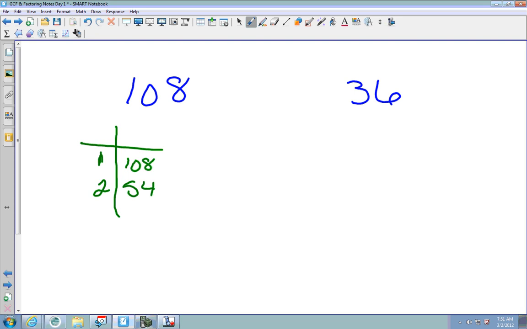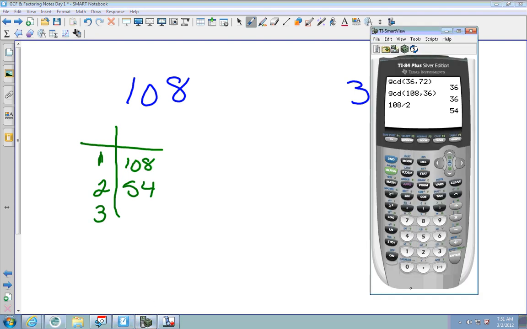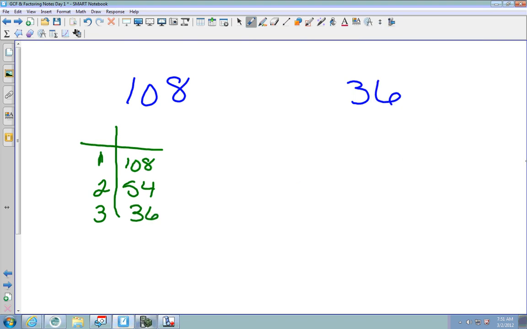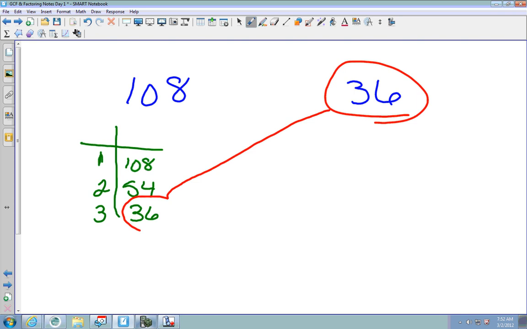54. 3. Does 3 go into it? So if I take 108 divided by 3, does that work? 36. Now see, you would stop there because that's the other number we're looking for. So that means this number would be your GCF. Okay? All right, now let's try another one.